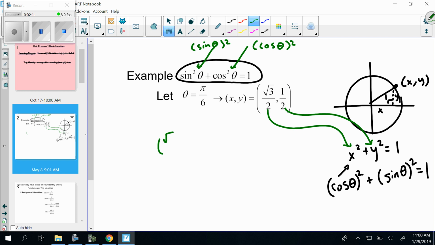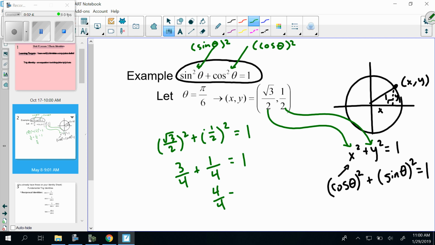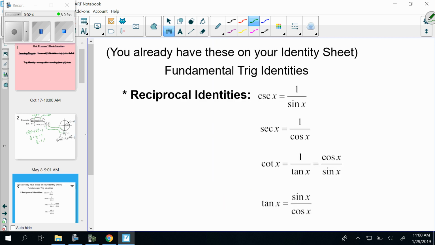So if we did square root of 3 over 2 squared plus 1/2 squared, that should equal 1. If we square both the top and bottom here, square root of 3 squared would just be 3. 2 squared would be 4. And the second one, the top 1 squared is 1. 2 squared is 4. If we add up 3/4 and 1/4, we do get 4/4, which does equal 1. So it shows that it does work. You should know the Pythagorean theorem one.